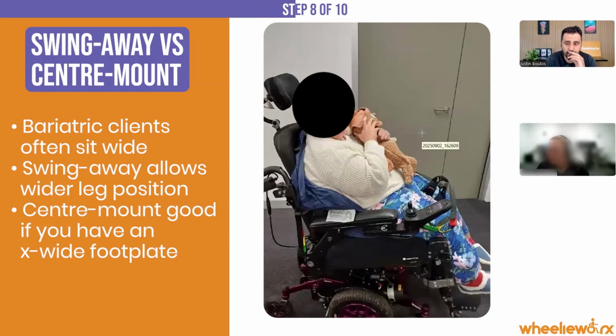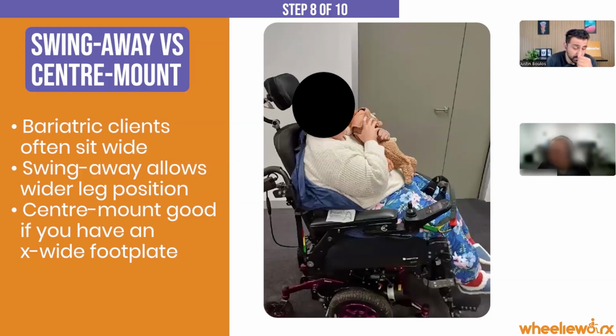Yes, and hers should probably clear the casters because she doesn't have enough knee flexion. Okay, if she doesn't have enough knee flexion, then you can still go center mounts and have them stick out a bit more, so you definitely clear the casters.